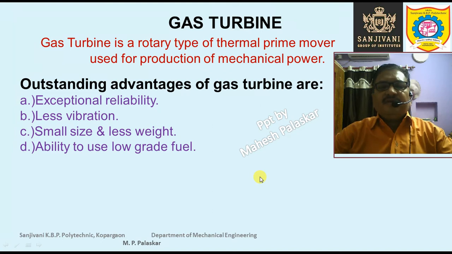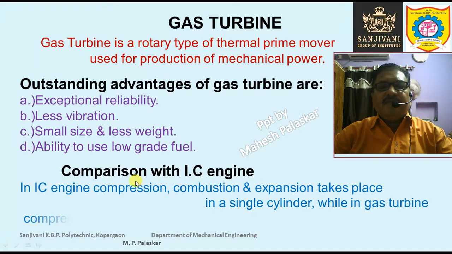and therefore the size of the flywheel is also small and the flywheel has less weight because there is less fluctuation in the speed, almost no fluctuation in the speed and the torque which is produced in case of the gas turbines. And the important advantage of the gas turbine is that low grade fuel can also be used. So these are the advantages of the gas turbine over the IC engines.